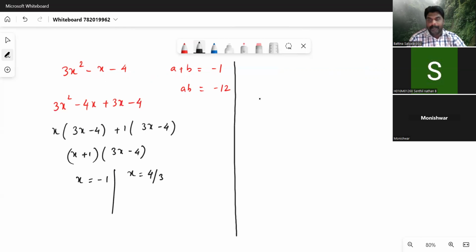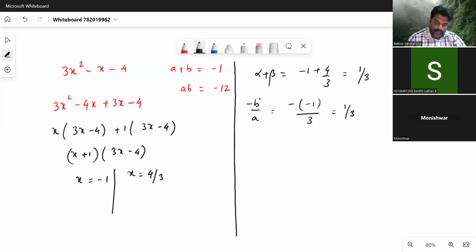Correct? Yes, sir. Now tell me what is alpha plus beta. Minus 1 plus 4 by 3. I will get 1 by 3, sir. Minus 1 I can write as minus 3 by 3. 4 minus 3 is 1. Denominator is 3, so 1 by 3. What about minus b by a? B value is minus of minus 1, a value is 3. So 1 by 3. So alpha plus beta is equal to minus b by a.